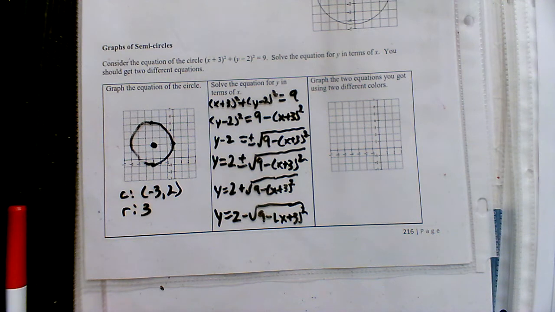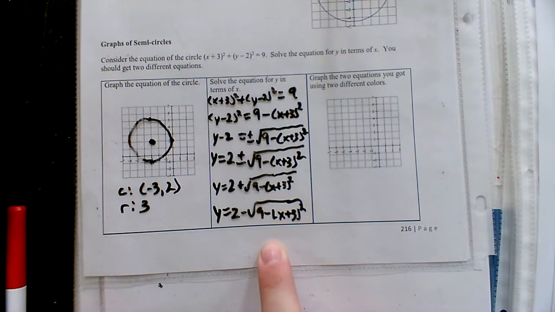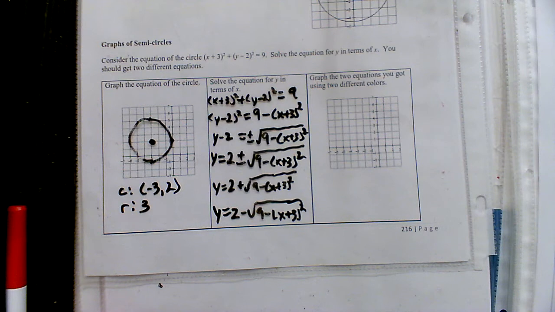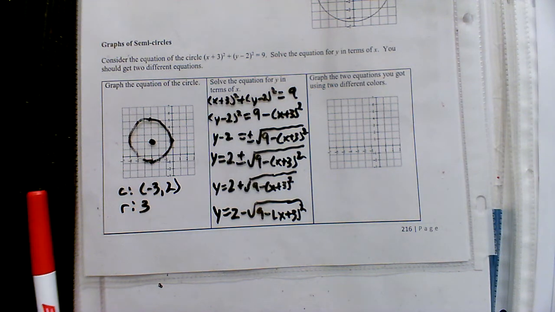And then if we actually think about our circle, we haven't actually changed anything, but over here they want us to graph the two equations you got. And this is using 2 different colors. You can just label them if you'd like to, or if you do have any colored pens, or if you want to use a pen for one and a marker for another.